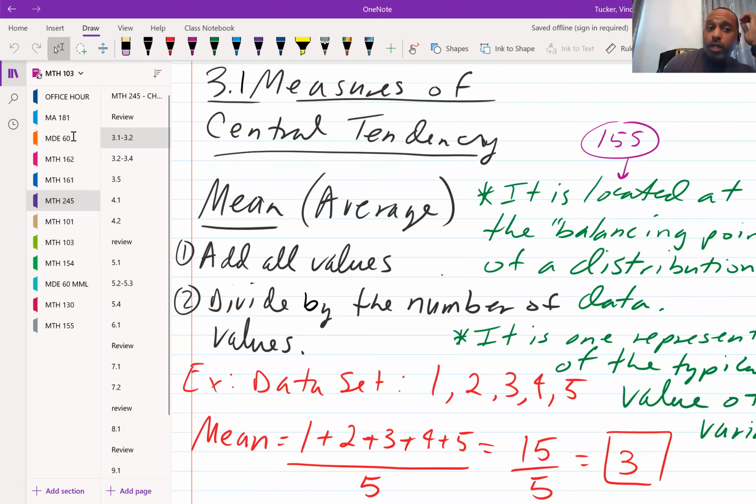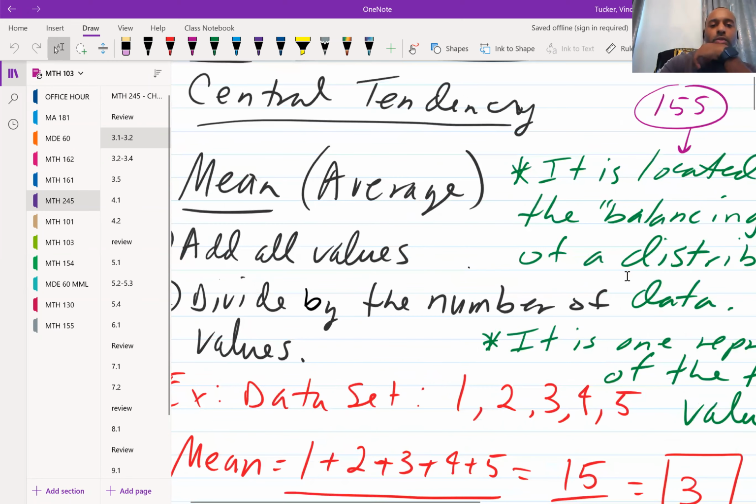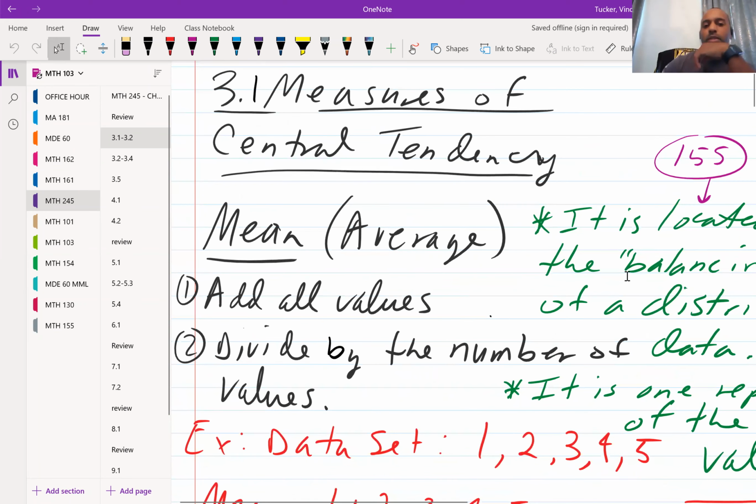All right, so let's look at 3.1, measures of central tendency. You don't have to write what's in the green over here. That was just a statement out of Math 155 that they needed. So you guys can hold true to just the black and the red.